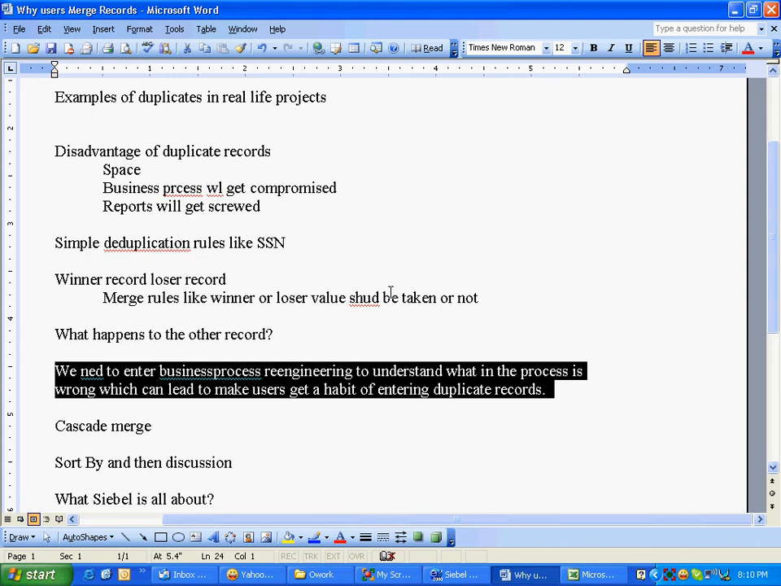Data deduplication is either mission critical, or it is not mission critical. We discussed how user habits are defined by their SLAs. There should be some motivation to not enter duplicate records. We talked a lot about how reports will get screwed. If they don't bother about reports, they will not bother about it. So as a BA, we need to have a very good understanding of all these factors affecting your efforts.